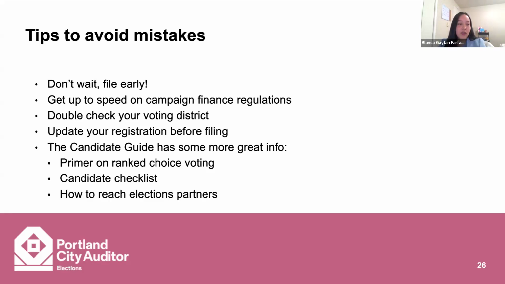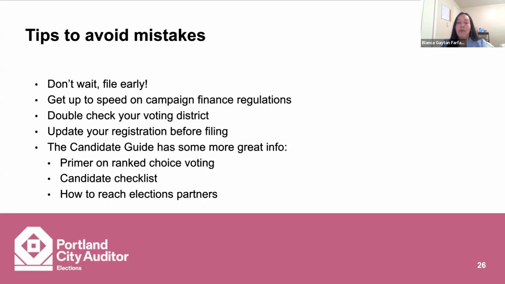Double check your voting district, using that tool that James mentioned, the Portland Maps tool, to familiarize yourself with the district you intend to run in, as well as if you're collecting signatures, so that you know the voters that you should connect with. Update your registration before filing, making sure that your voter registration is up to date. If you moved recently, especially within your district, you want to make sure that that is up to date and correct.